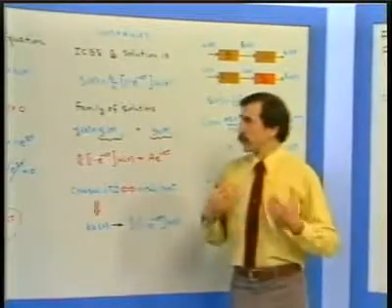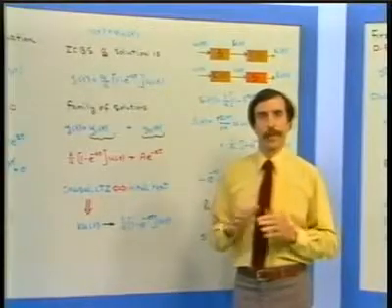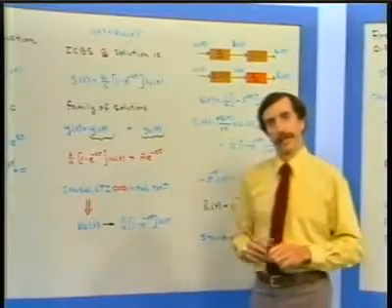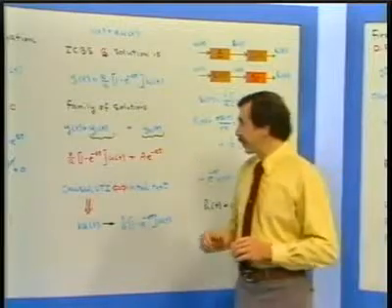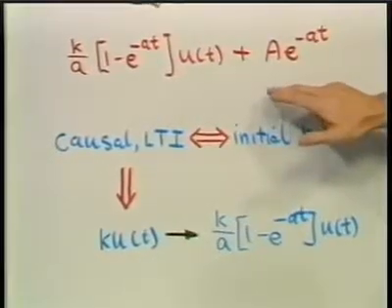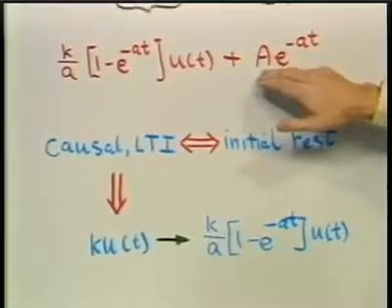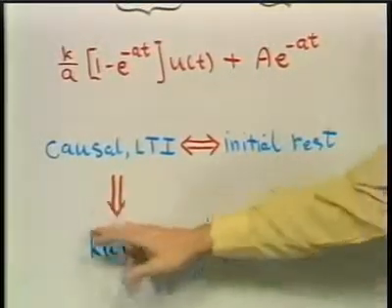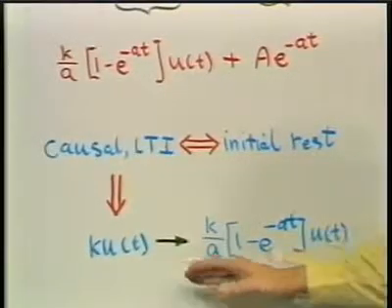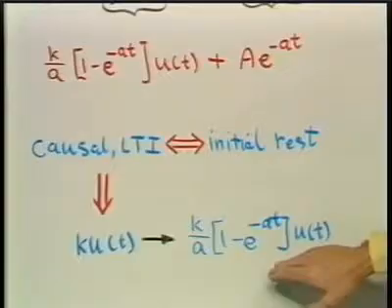Now, a class of auxiliary conditions is the condition of initial rest, which, as I indicated before, is equivalent to the statement that the system is causal and linear and time invariant. And in that case, for the initial rest condition, we would then require in this equation above that this constant be equal to 0. And so finally, the response to a scaled step, if the system is to correspond to a causal linear time invariant system, is then just this term, namely a constant times 1 minus an exponential times the step.